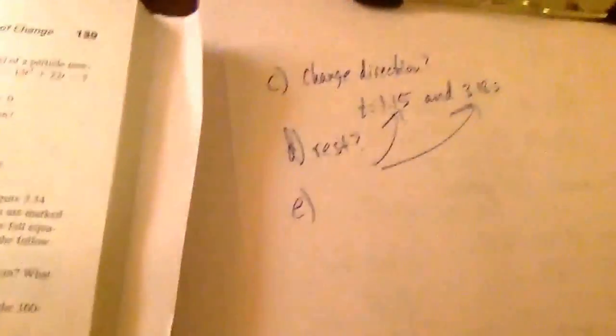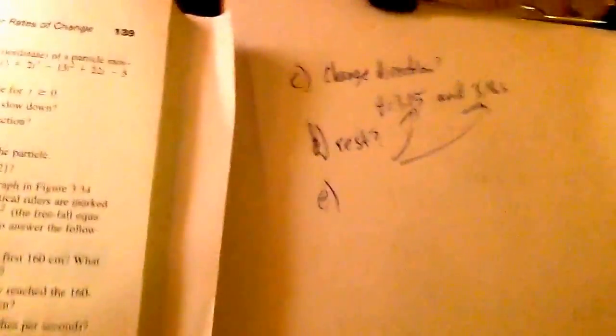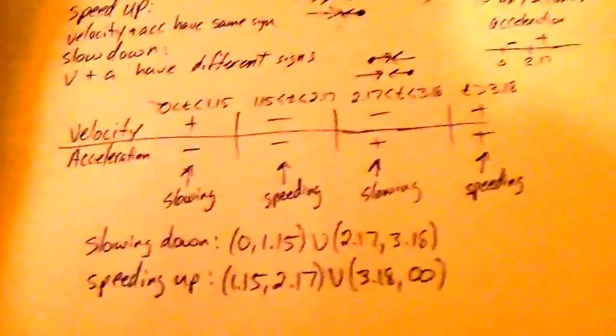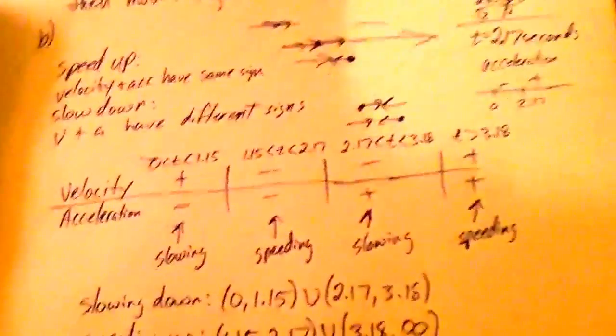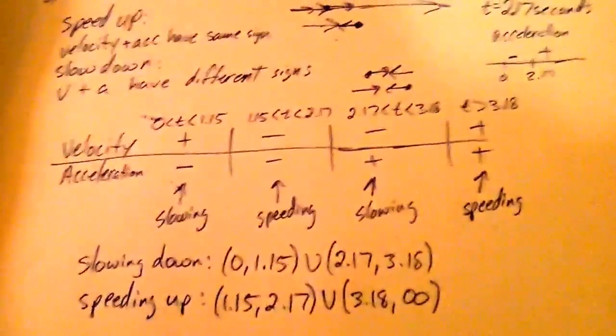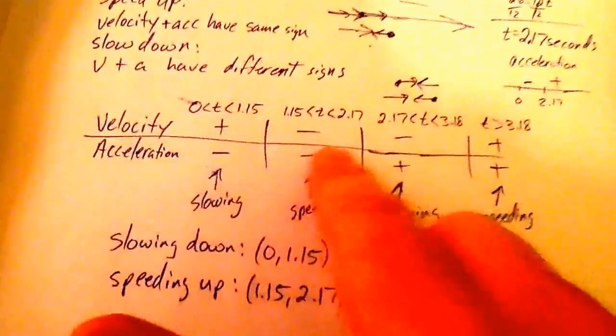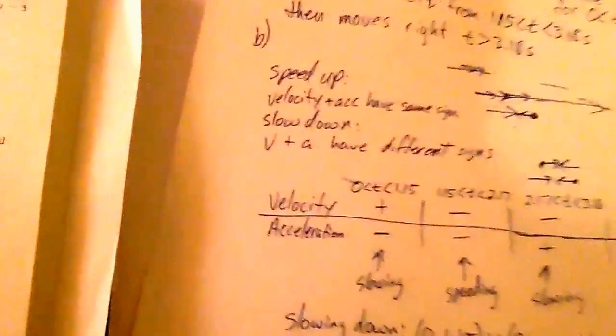E, describe, it's kind of becoming redundant now. It's saying describe the velocity and speed. We just did all that right here. Don't need to do it again. We could put it into words, but I'm not worried about it. Velocity starts positive, goes negative. Yeah, we kind of covered everything. Let's answer F though.